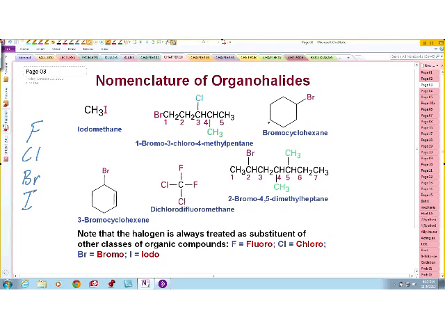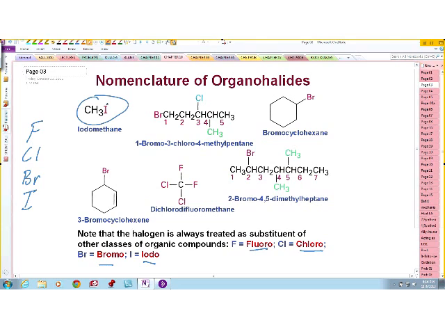Those are the halogens that we will be treating with regard to organohalide chemistry. And as you can see here, for the nomenclature of these compounds, the halogens are treated as substituents. When you consider the halogens as substituents, then fluorine becomes fluoro, chlorine becomes chloro, bromine bromo, and iodine iodo. All of this we've done before, so we don't really need to spend any time on this.